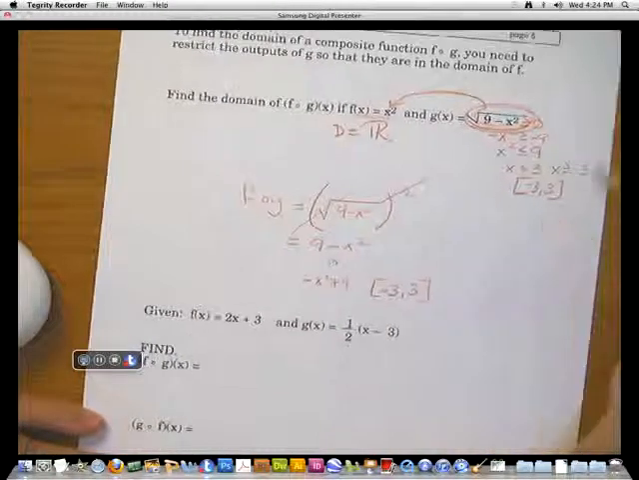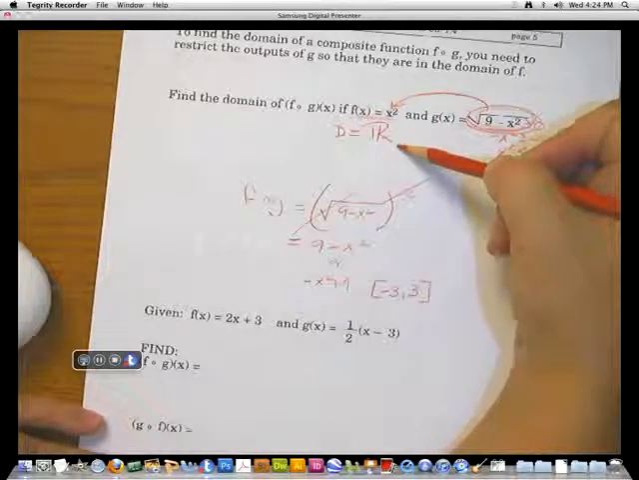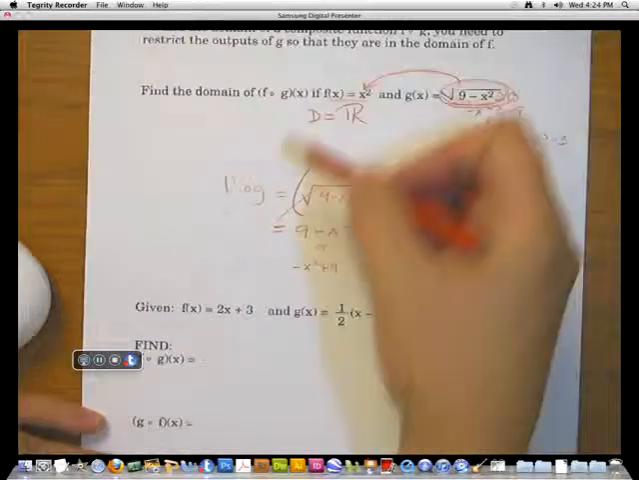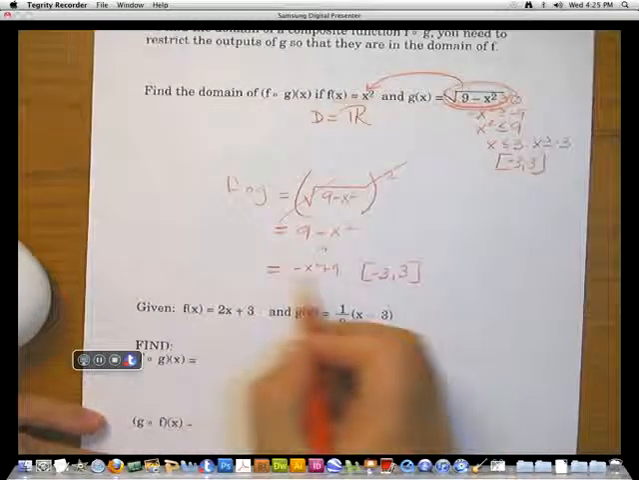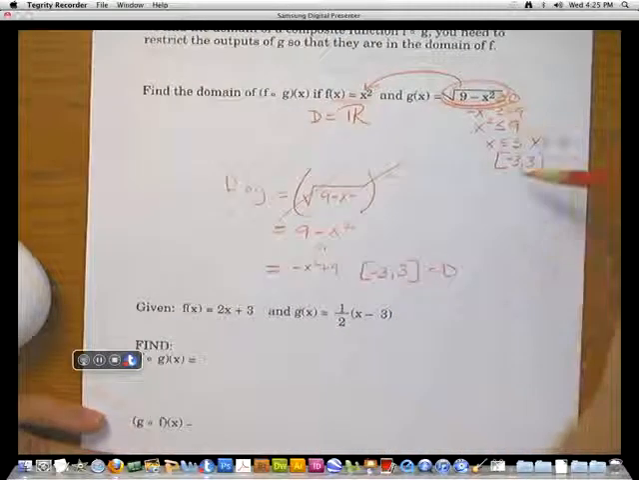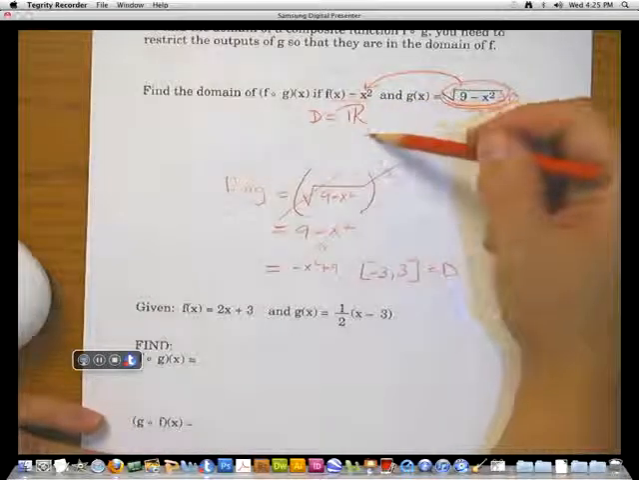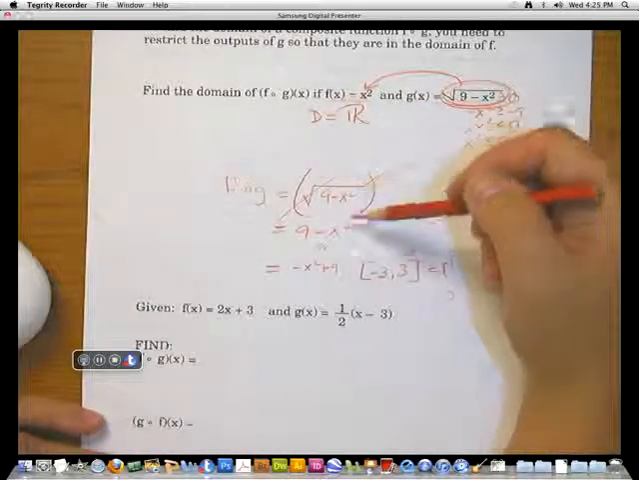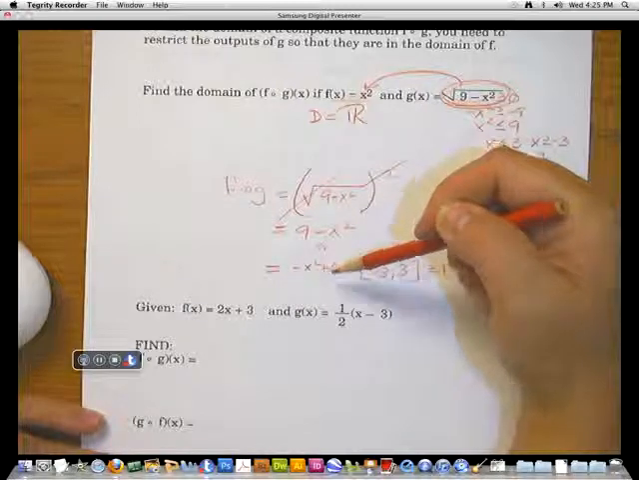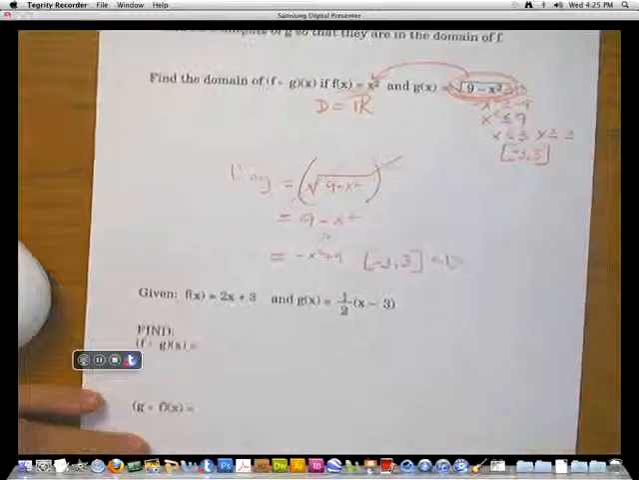Because we put g into the f, and there were no restrictions on f, the g domain ends up being the domain of the composite. We put a restriction into an unrestricted domain. So therefore, when I find the composite, it is the restricted domain.